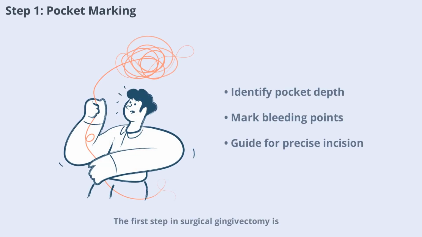The first step in surgical gingivectomy is to explore and mark the periodontal pockets. Using a periodontal probe, the dentist identifies the depth of each pocket, then uses a pocket marker to puncture and mark the bleeding points at the base of the pocket. This step is crucial for guiding the incision and ensuring that all diseased tissue is targeted during the procedure. Accurate marking helps prevent unnecessary removal of healthy tissue and sets the stage for a successful outcome.